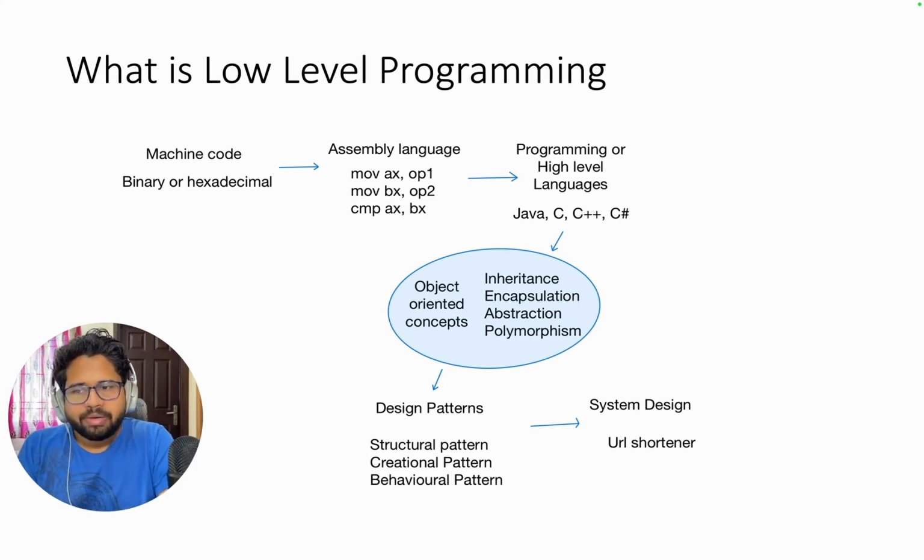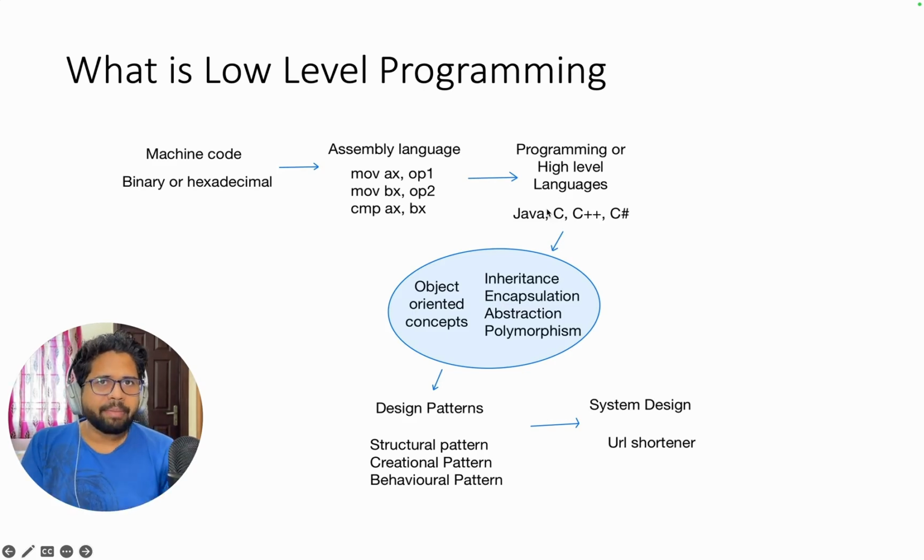So for the programmer, generally, this is the starting point: any programming language like Java, C++, C Sharp, etc. This is the starting point for all the things which you do. Then once you learn all the Java, C, C++, any of these languages, you move to a higher level that is called the object-oriented concepts. Object-oriented concepts are like inheritance, encapsulation, polymorphism, abstraction.